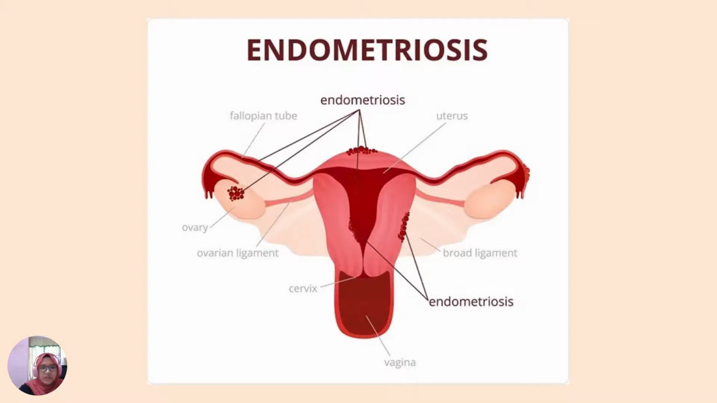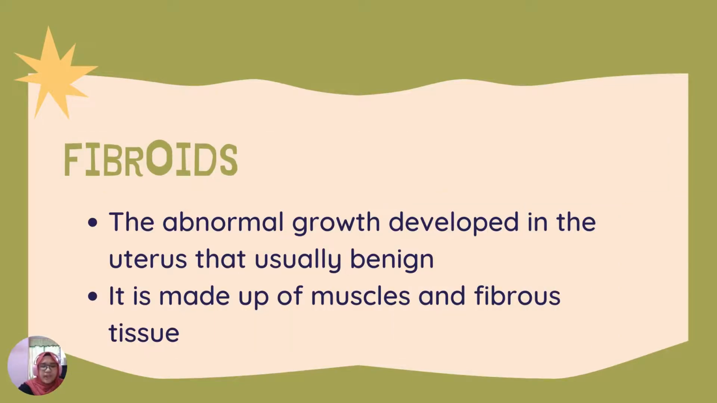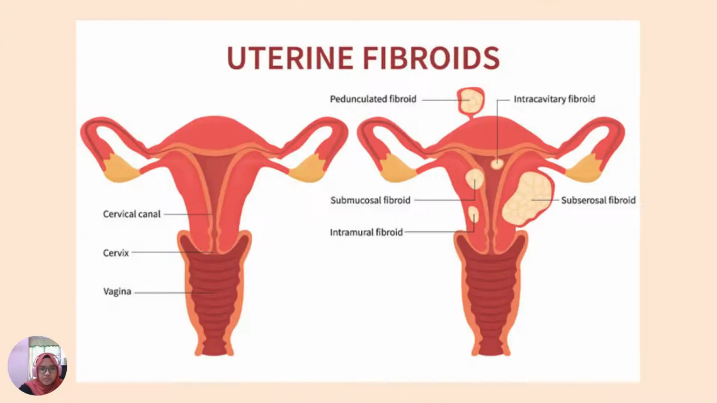Okay. Next is fibroids. Fibroids are an abnormal growth developed in the uterus that is usually benign, or non-cancerous. Fibroids are made up of muscle and also fibrous tissue. So this is how the fibroids look. They can form at unexpected places such as the uterus.